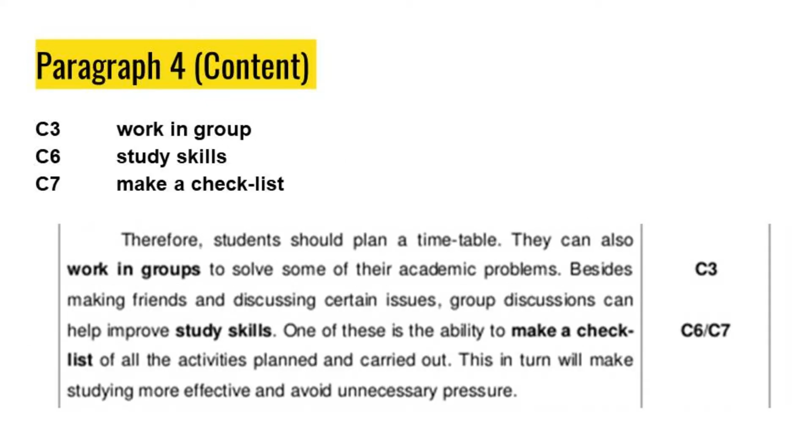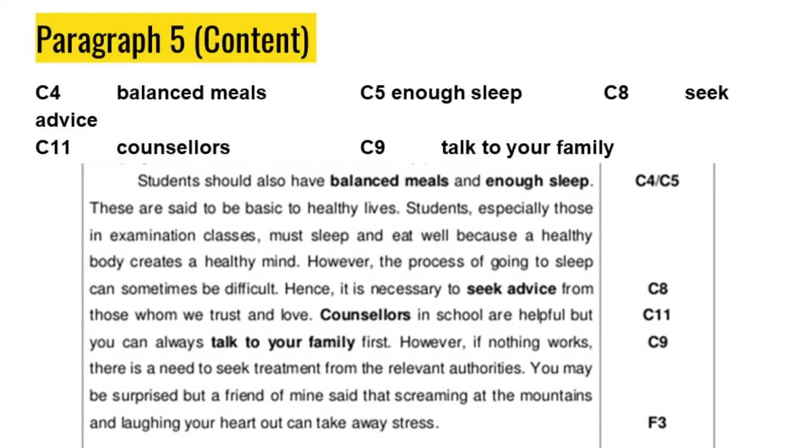Paragraph 4. Content 3, work in group. Content 6, study skills. Content 7, make a checklist. Therefore, students should plan a timetable. They can work in groups to solve some of their academic problems. Besides making friends and discussing certain issues, group discussions can help improve study skills. One of these is the ability to make a checklist of all the activities planned and carried out. This in turn will make studying more effective and avoid unnecessary pressure.